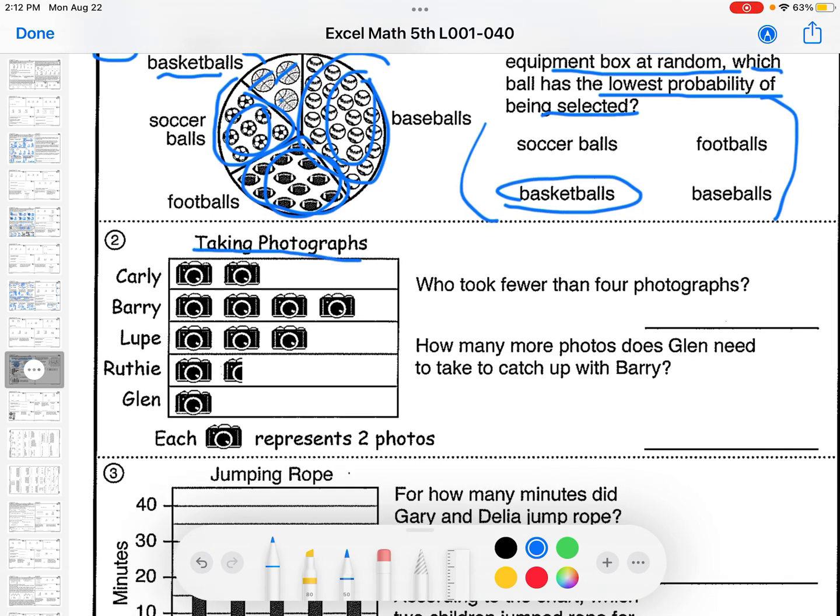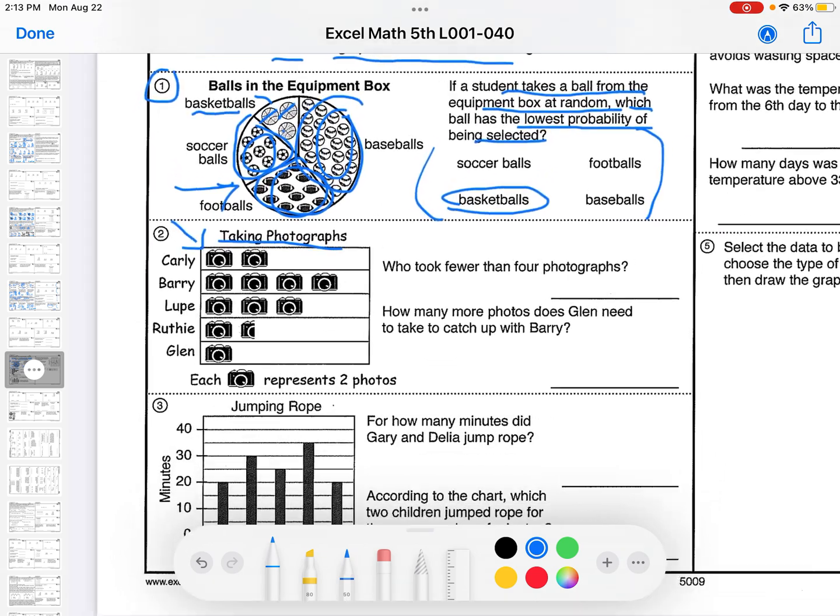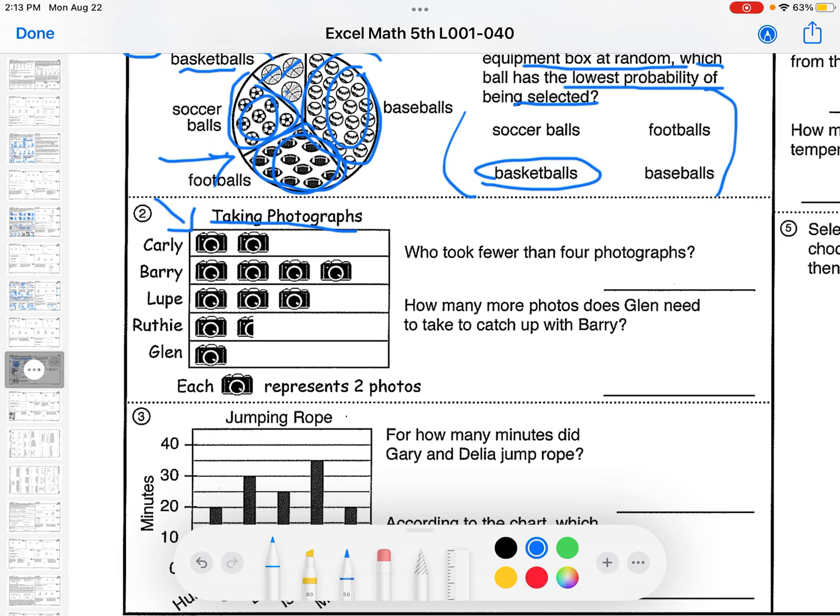Taking photographs. Notice the title across the top. That'll help you to understand the graph. This is called a pictograph. This is a circle graph, and this is called a pictograph or a picture graph. Sometimes they call them one or the other. And notice that at the bottom, there's like a key down here. Each camera represents 2 photos. Okay, so Carly has 2 cameras next to her name, which represents 4 photos.